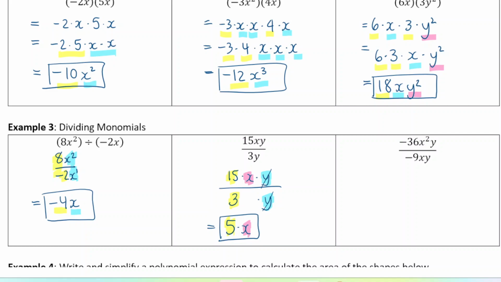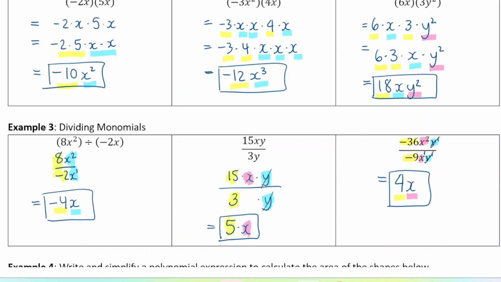Okay, and then finally, let's do this one. Let's try doing this one without rewriting it. So we've got our numbers here. Then we have our x's and our y's. Okay, so let's do the numbers first. Negative 36 divided by negative 9 would be 4. X squared divided by x, remember subtract the powers. So 2 minus 1 would give us 1. And then 1 minus 1 would give us 0. The y's just cancel out completely. We don't need to write that power of 1, so I'm going to leave it off. So we ended up with 4x.